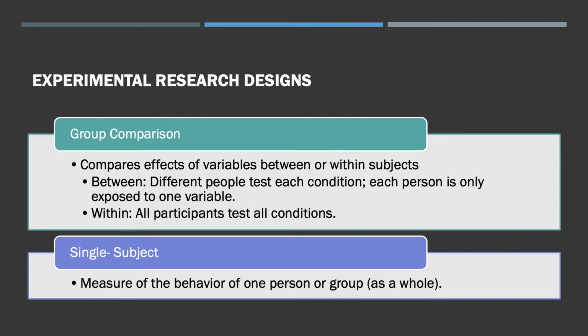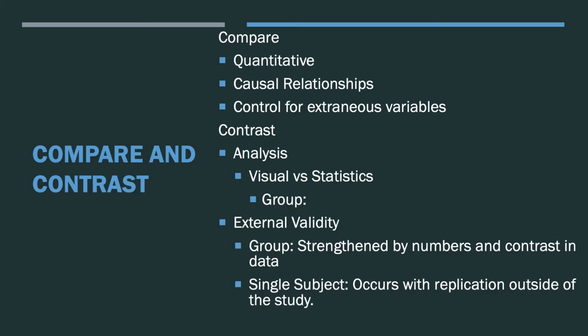Then we have single subject design. And as you can guess from the name, single subject refers to we are measuring the data of one individual, or we're measuring the data of one group as a whole. And today, we're specifically going to get into single subject research. Before we do that, let's talk about the similarities and differences of group comparison versus single subject research.